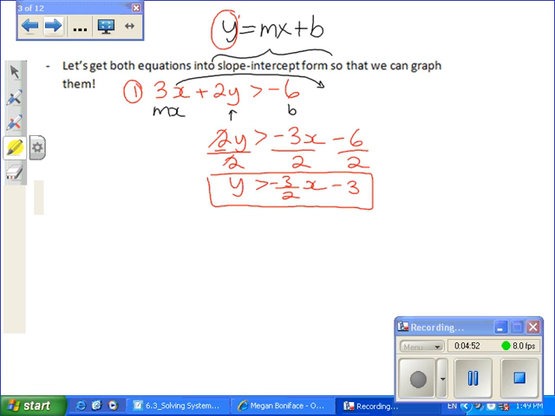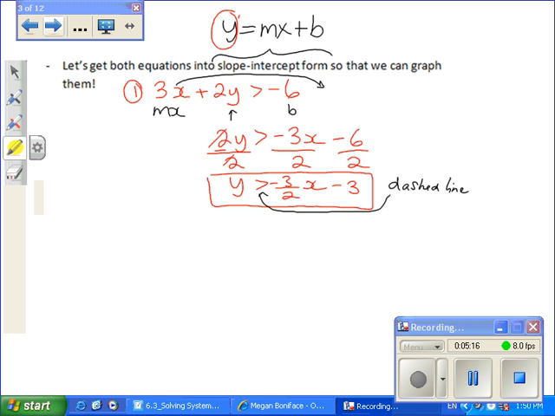And before I even graph it, I can already decide what kind of line it's going to be and whether I'll shade above or below. Remember that your inequality sign tells you all that information. I have a strict inequality. There's no equal sign under that inequality sign. That tells me to use a dashed line for my boundary.